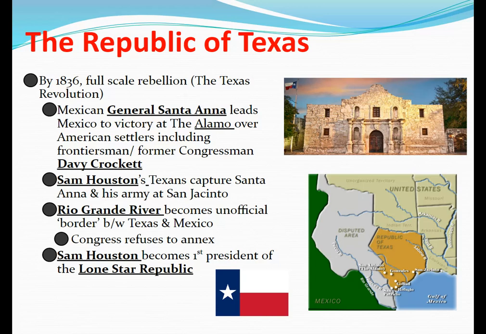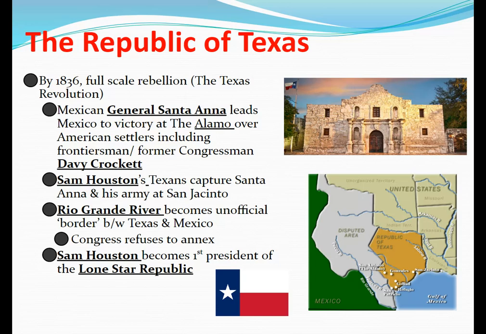The Mexican army pulls back south of what is the Rio Grande, which is the southern boundary of Texas today. And these settlers in Texas decide that they now are the Republic of Texas, the Lone Star Republic. They elect Sam Houston to be their first president.